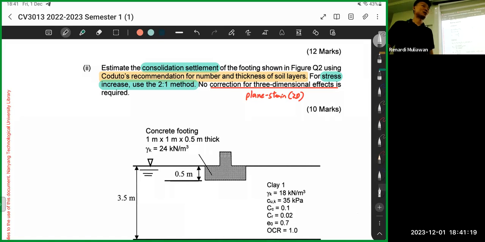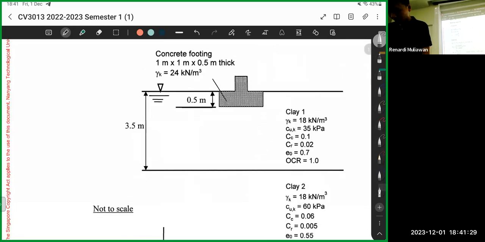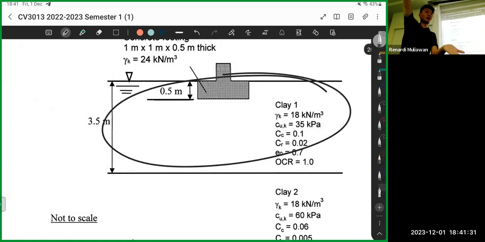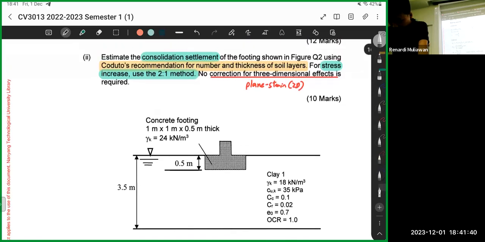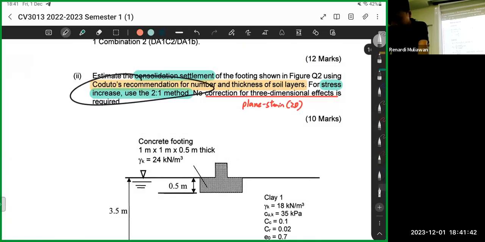I think the idea, right? I think for immediate and consolidation, they always see it in layers. Yeah, I think you can think of it that way. Okay. Because we can, of course, we can consider the whole chunk as one big chunk to consolidate directly, but usually they split it to like small chunks. Okay. So in this case, what's the Coduto's recommendation number on thickness, right?